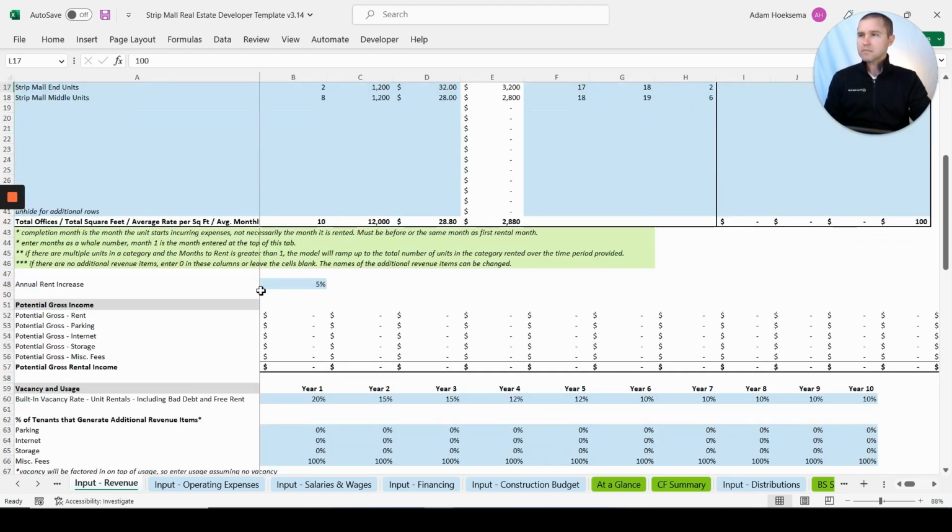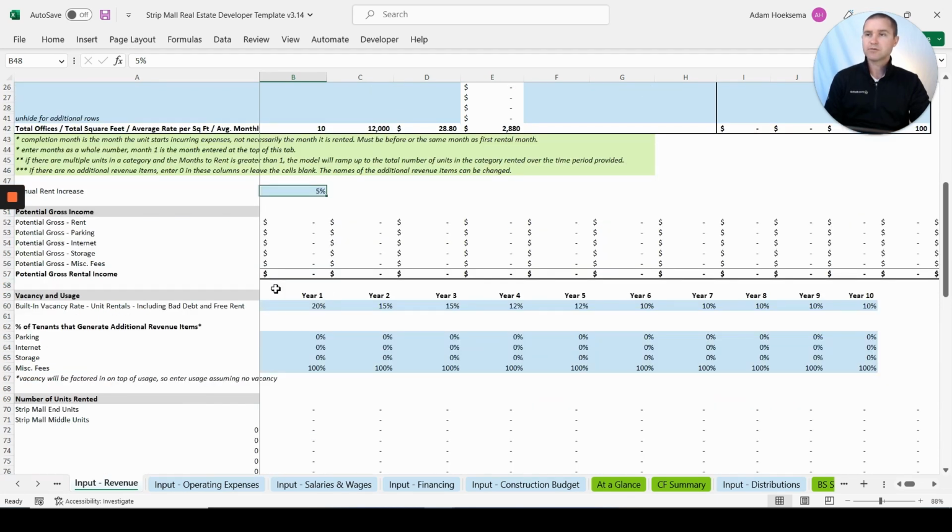Now, we can also add in an annual rent increase. So we're assuming a 5% annual rent increase. We are also able to input our vacancy rates here. And so we're starting out saying we're going to have a 20% vacancy rate to start out with, but that's going to drop down to 10% over time. Now, this also includes bad debt and free rent.